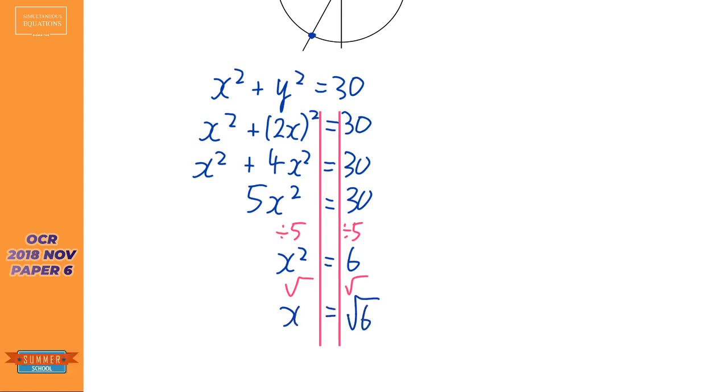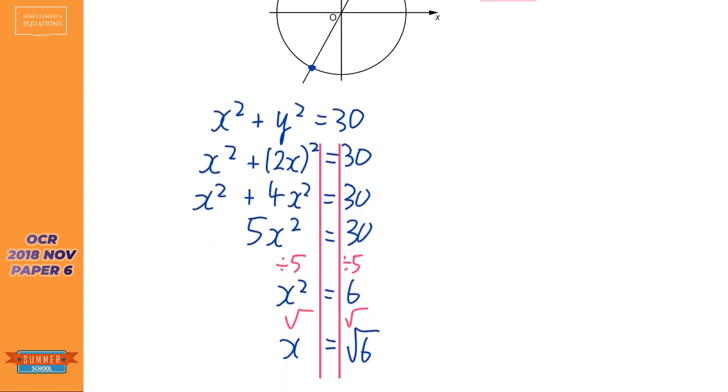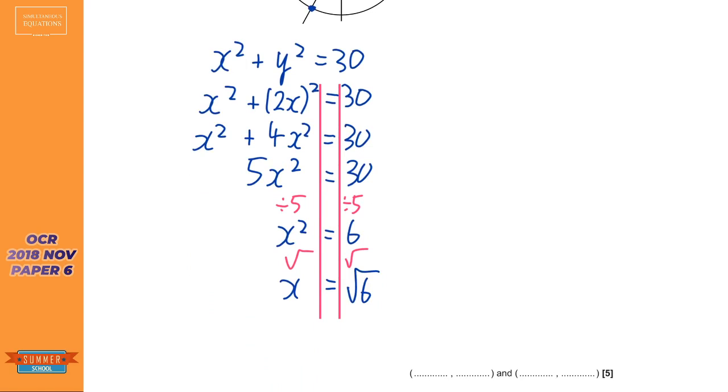Now there's a bit of a gotcha with this question. There's a word that it's going to be quite easy for us to not really pay attention to. It's this word here. When it says exact, it means do not round. And you might be asking, well, how do I not round when I work out root 6? Well, you just leave it as root 6. Simple as that.